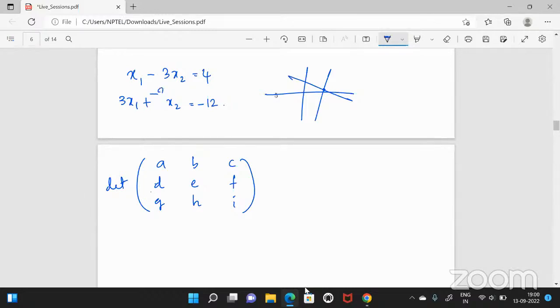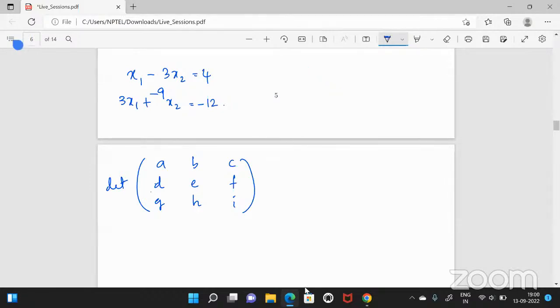If it is -9, then I'm multiplying the first equation by 3, right? But then I should have 12. Instead, I'll get -12. No? So, ma'am, lines would be parallel and there would be no solution. Right. In that case, there will be no solution.